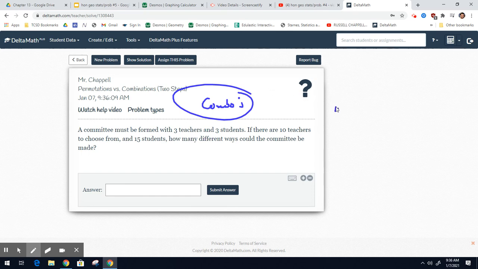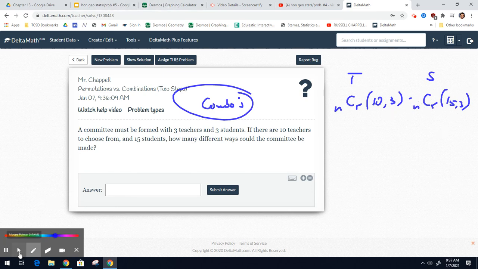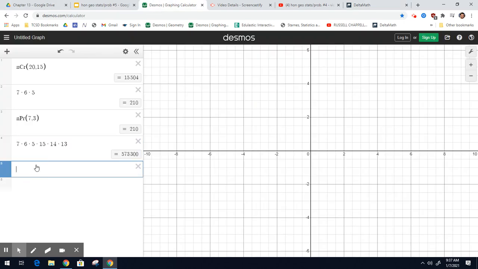So we're going to use nCr. Let's do the teachers first: 3 teachers out of 10, 10 choose 3, times nCr. Now let's do the students: 3 students out of 15, 15 choose 3. And that's what we're going to type in with the multiplication symbol in between. nCr, 10 choose 3 times nCr, 15 choose 3. And there we go. If you use a lowercase c, I don't think it works, so make sure you use the uppercase C. 54,600.